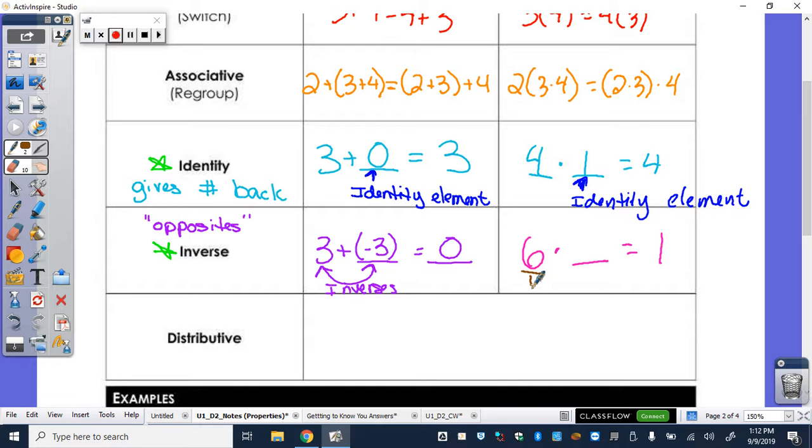So for multiplication, the inverse is you flip it. So it'd be 1 over 6. So then when you multiplied, 6 times 1 would give you a 6 over 6, which reduces to 1.